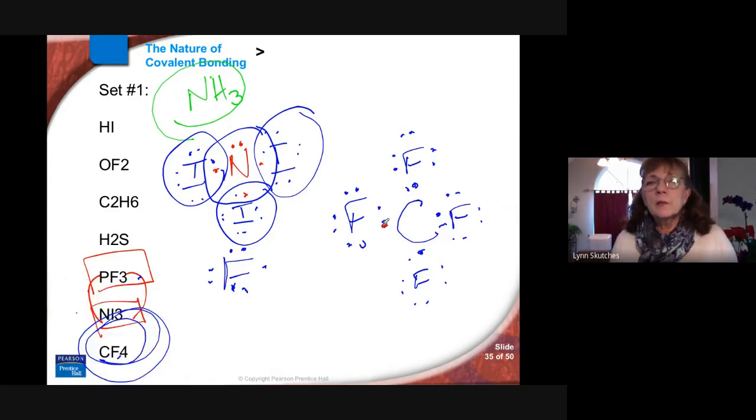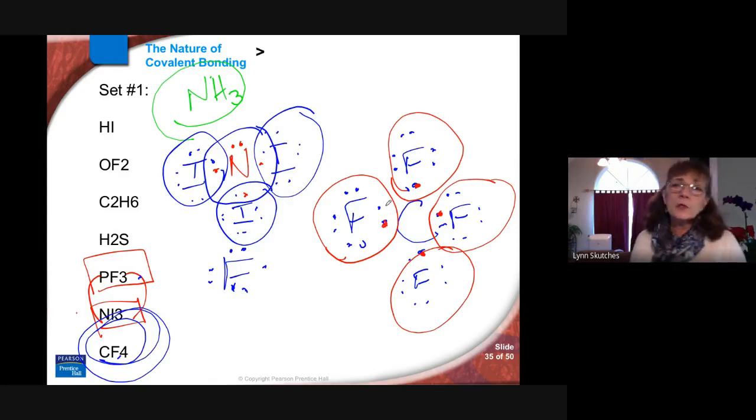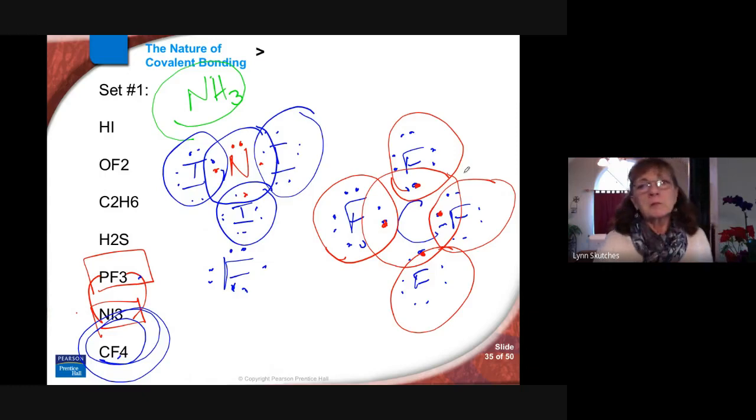So again, I'm going to make these different colors. So carbon has its 4, each fluorine has 7. By borrowing one from carbon, each fluorine will get its octet. By borrowing one from each of the fluorines, or sharing one, they're not really taking one, the carbon atom will get its octet as well. And everybody's a happy camper.